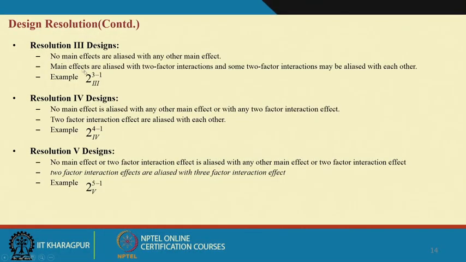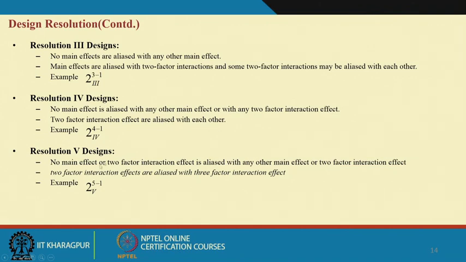Some of the guidelines: if you go for resolution 3 designs, no main effects are aliased with other main effects. Main effects are aliased with 2 factor interactions, and some 2 factor interactions may be aliased with each other. Example is this: in resolution 4 design, no main effect is aliased with any other main or 2 way interaction effects. Two factor interaction effects are aliased with each other.